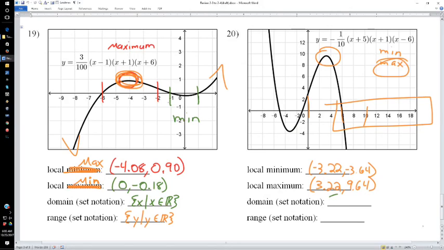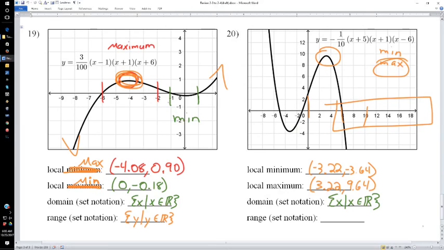And again, your domain is still all real numbers. It's been all real numbers for all of these. Every last one of these. So x bar x, x is a set of, or x belongs to all real numbers.